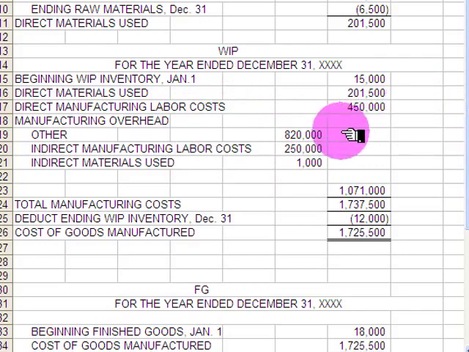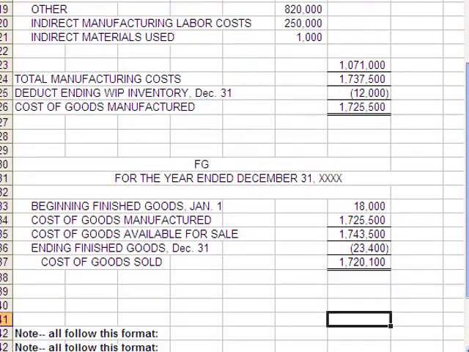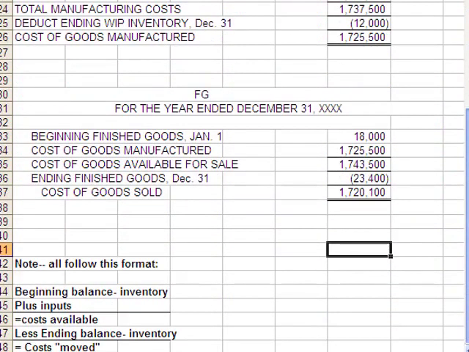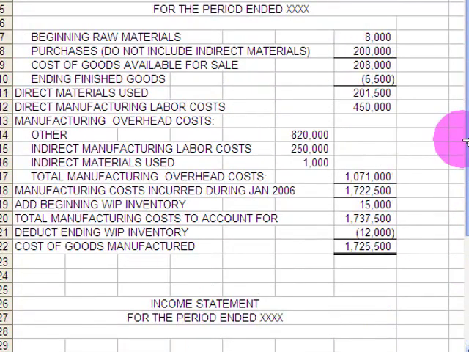Now let's switch gears and look at the statement approach. What I want you to realize there is you're going to get the same numbers for direct materials used, cost of goods manufactured, and cost of goods sold. This is just a more formal, standardized format that you're more likely to see in actual financial statements. Alright, so here's the statement approach.